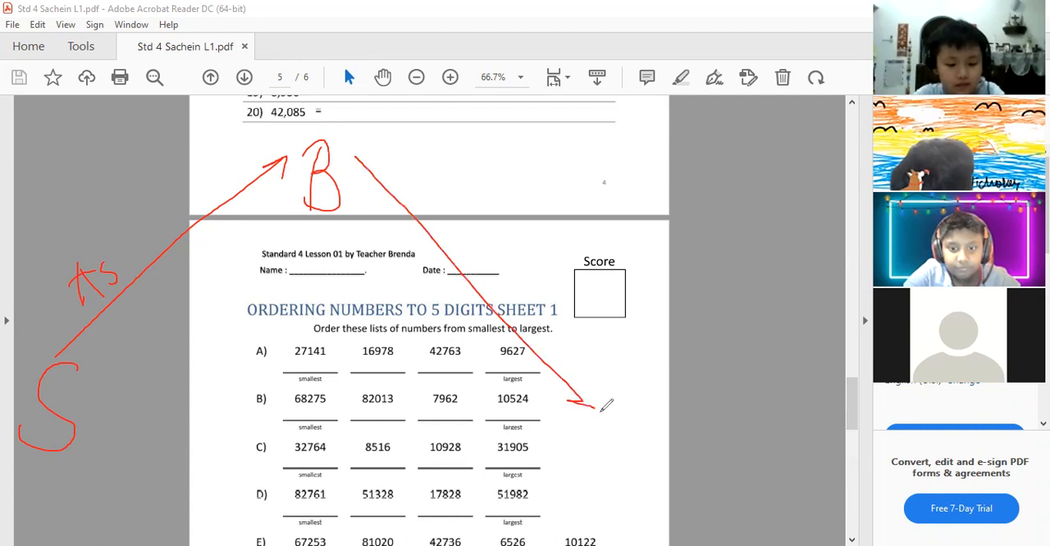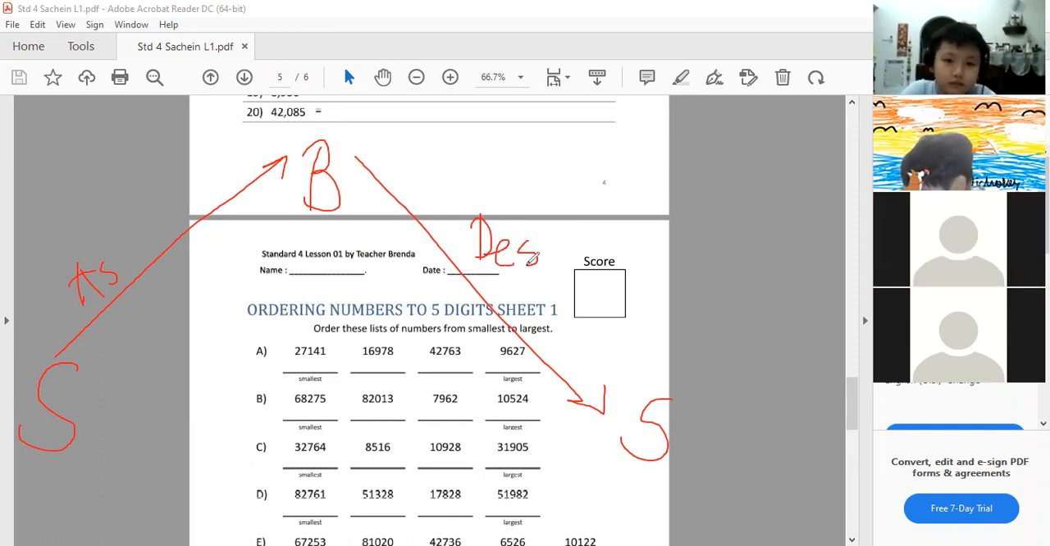Do the reverse and you bring the big number back to the small number. That's called descending order. This is just 2 words, ascending, descending. In simpler English, you can say this as going up, coming down. Or you look at the question here, you see the instruction, they say order this list of numbers from the smallest to the largest. So how are we going to do this?